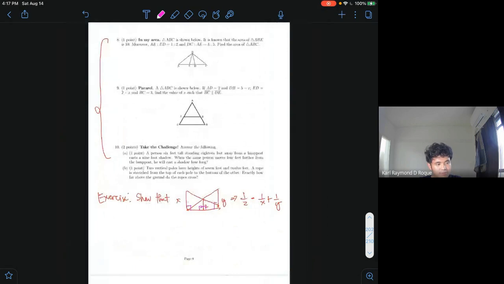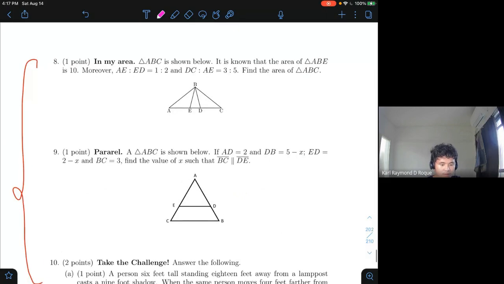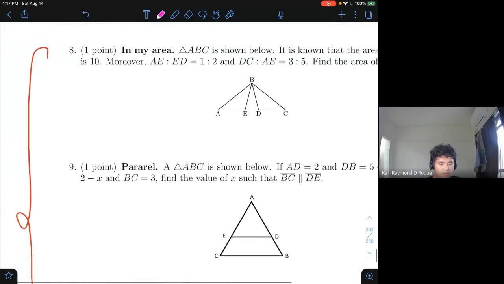Sige, let's start. Ako na lang, I'll try talking. Okay, so let's start. Hindi ko sila i-ano fully para marami tayong ma-discuss. I'm going to update the answer key naman sa Google Classroom.